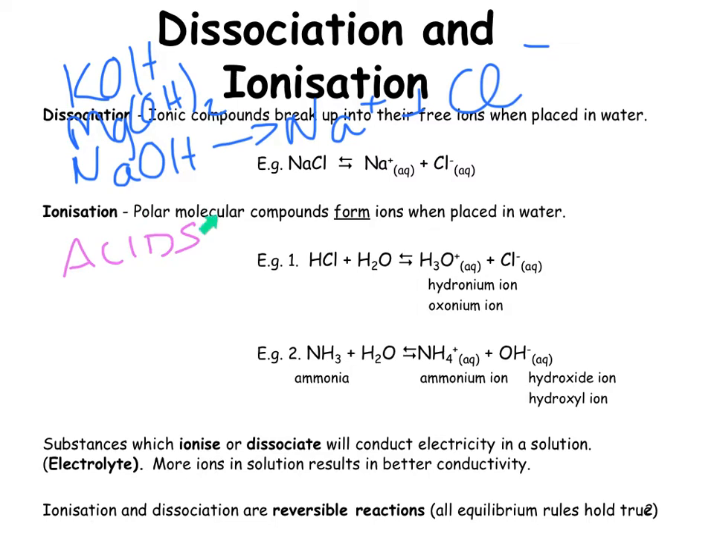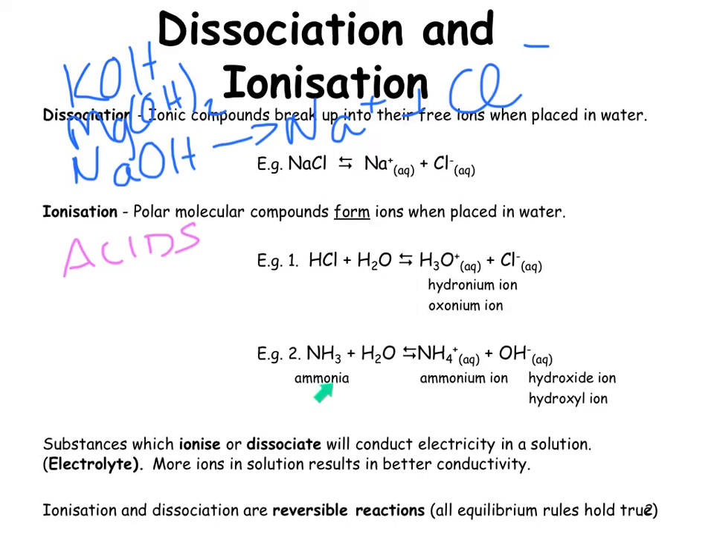It's when polar covalently bonded molecules form new ions when they get placed in water. So in other words, the water actually becomes part of the ion. So HCl goes into water and you get this H3O+ ion, which is the hydronium ion, sometimes called the oxonium ion. Very inconvenient that it's got so many names, but there it is. And you actually create new ions, and most of the acids will do that. They will form this H3O+ ion from a hydrogen that was previously covalently bonded.